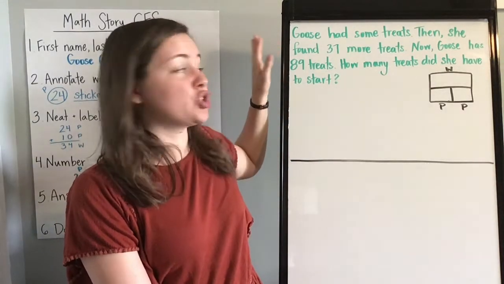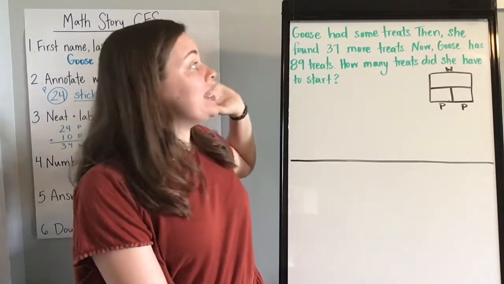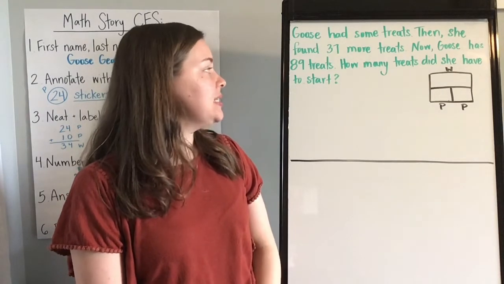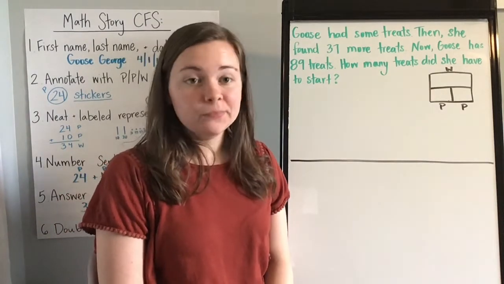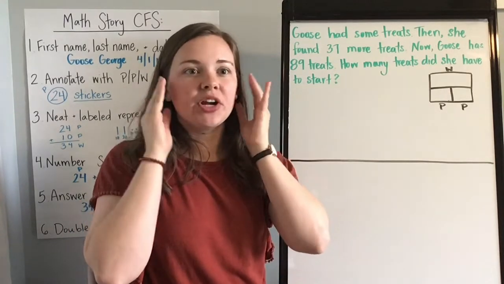Goose had some treats. Then she found 37 more treats. Now Goose has 89 treats. How many treats did she have to start? Let's think and try to visualize this problem together in our heads.